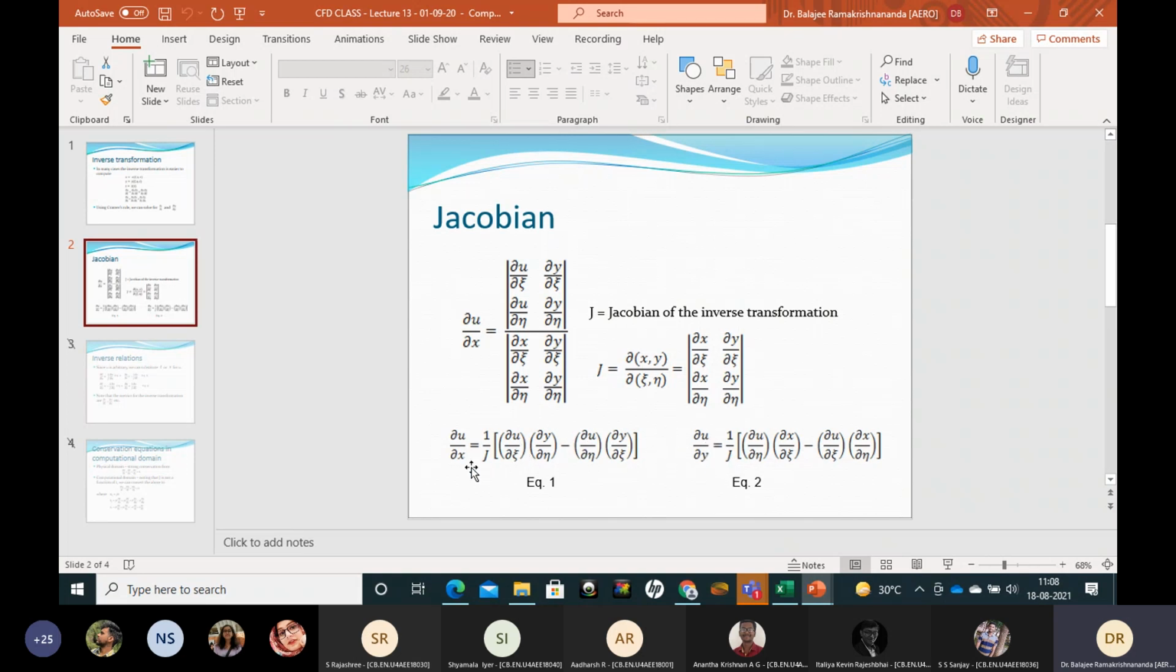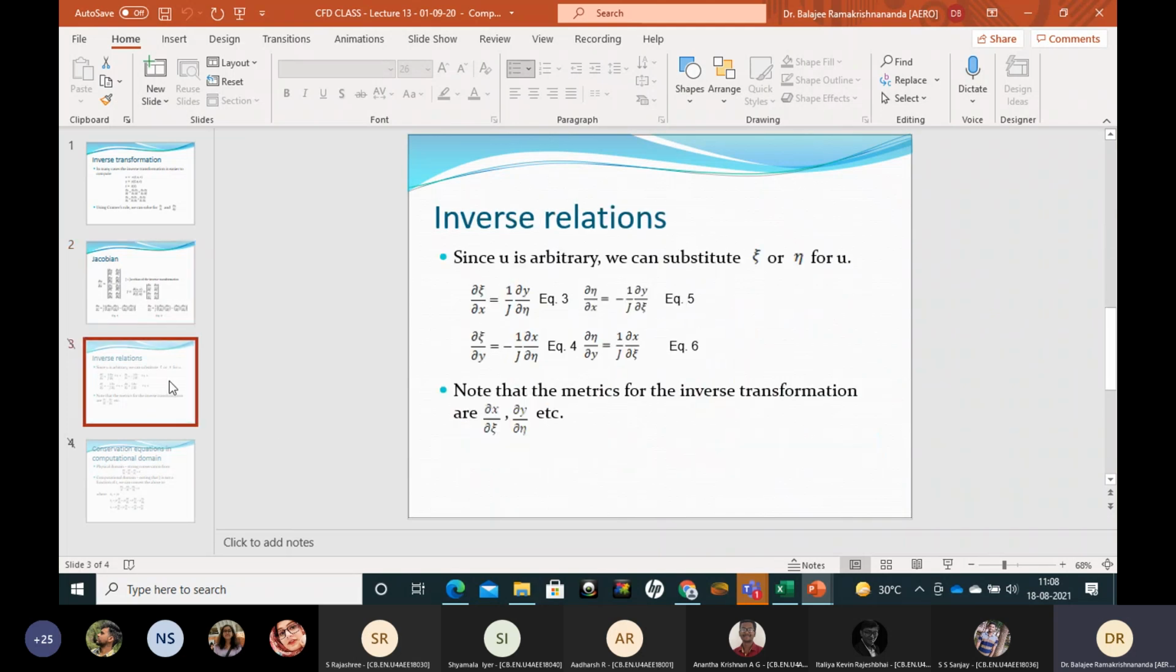Similarly here, if you substitute these ξ and η, you will get ∂ξ/∂x is 1/J into ∂y/∂η. ∂η/∂x is minus 1/J into ∂y/∂ξ. That's what we derived just now. Then ∂ξ/∂y is minus 1/J into ∂x/∂η. Then ∂η/∂y is 1/J into ∂x/∂ξ.